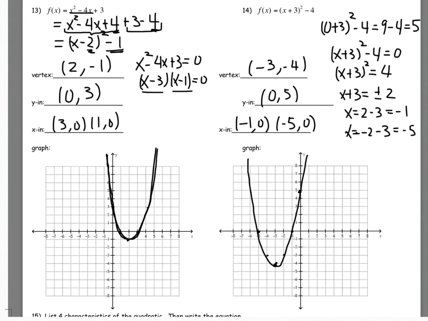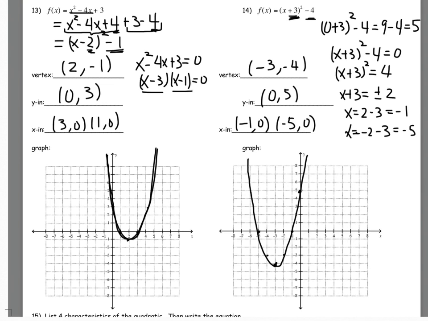Number 14. F of x equals x plus 3 squared minus 4. It's already in the vertex form, so we can identify the vertex, but make sure you write it as x minus negative 3. So the vertex is going to be negative 3, negative 4.